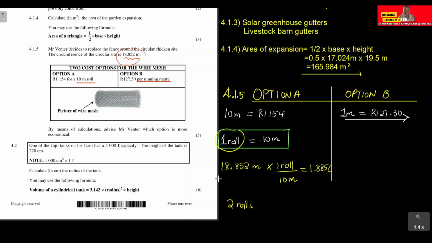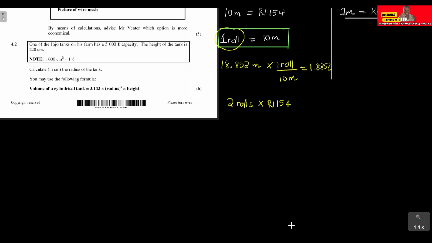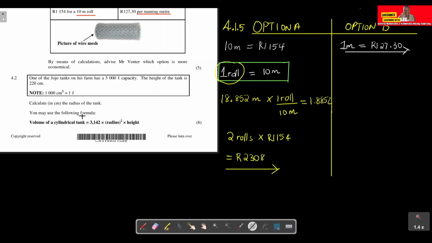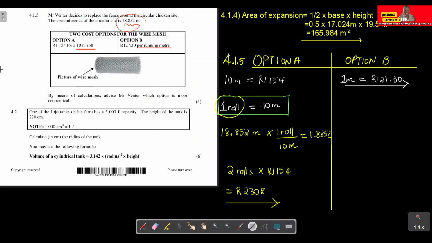So you'll just take the 2 rolls and multiply it by 1,154. 2 multiplied by 1,154 basically gives you, for option A, you would have to pay 2,308.